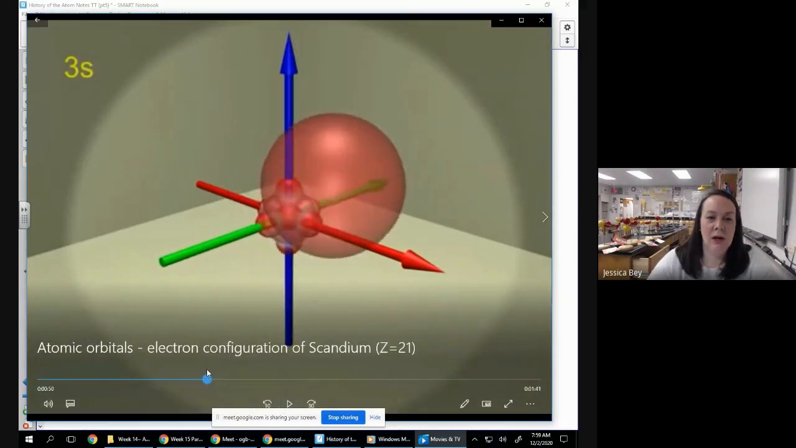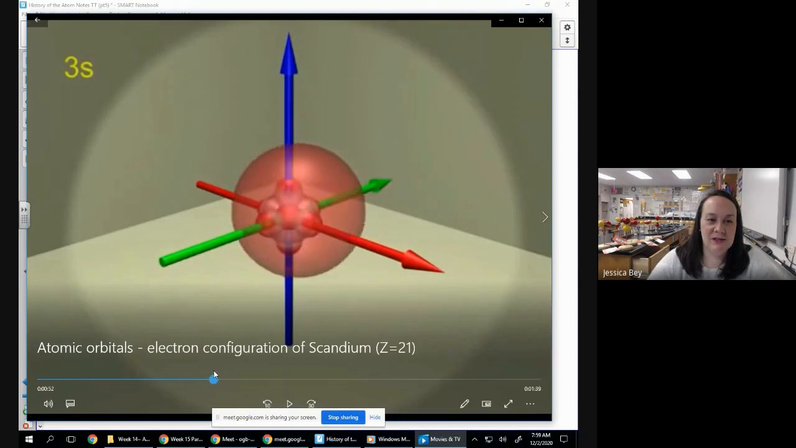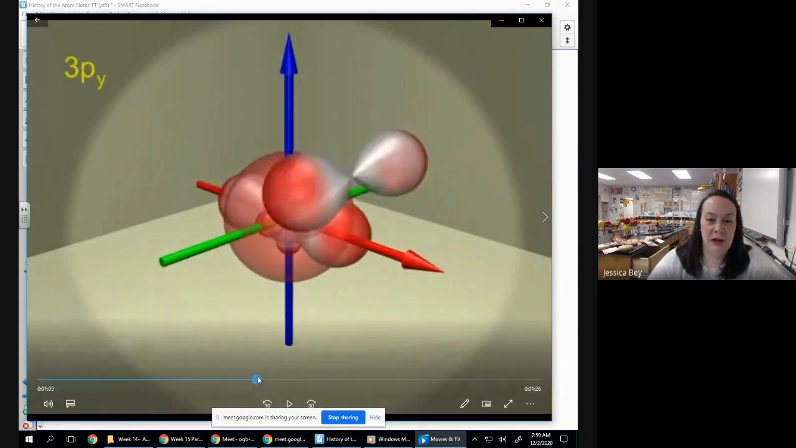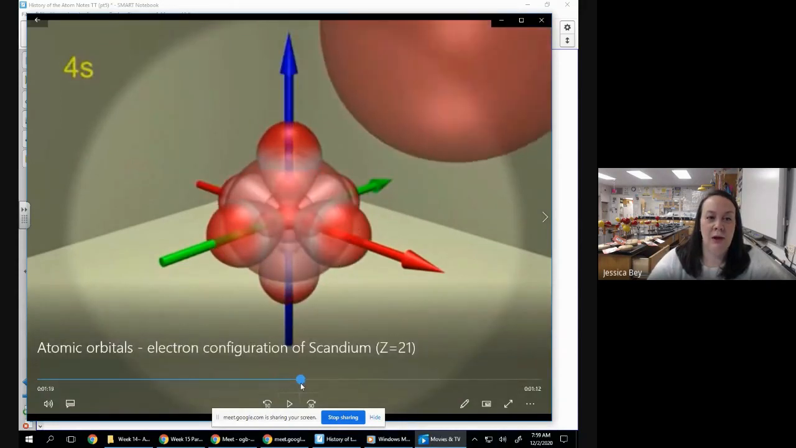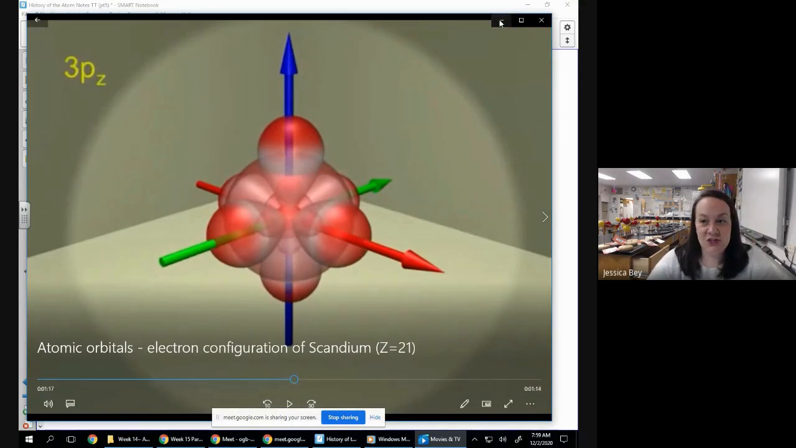All right. So 3S, P, and then, well, that's 4S, and then the D shapes would fly in there as well. So as you can see, it gets kind of cloudy in here. There's a lot of stuff going on.